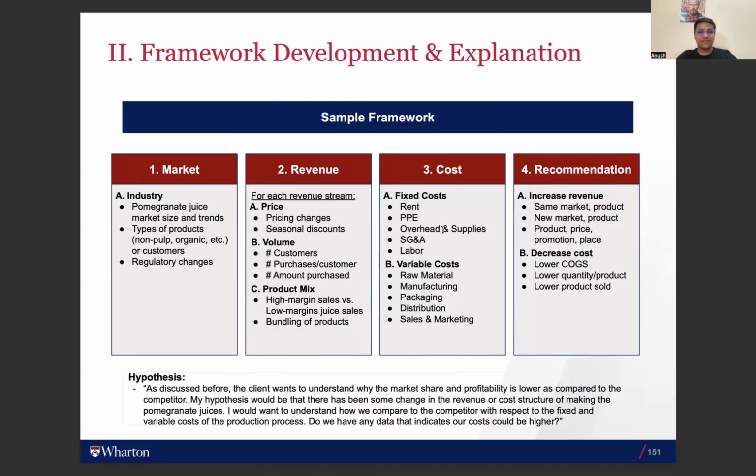So this is the profitability framework. We have already looked at market factors. We only have one product, pomegranate juice, so we are not concerned about different products or which product might be affecting our profitability. Only one product is there.